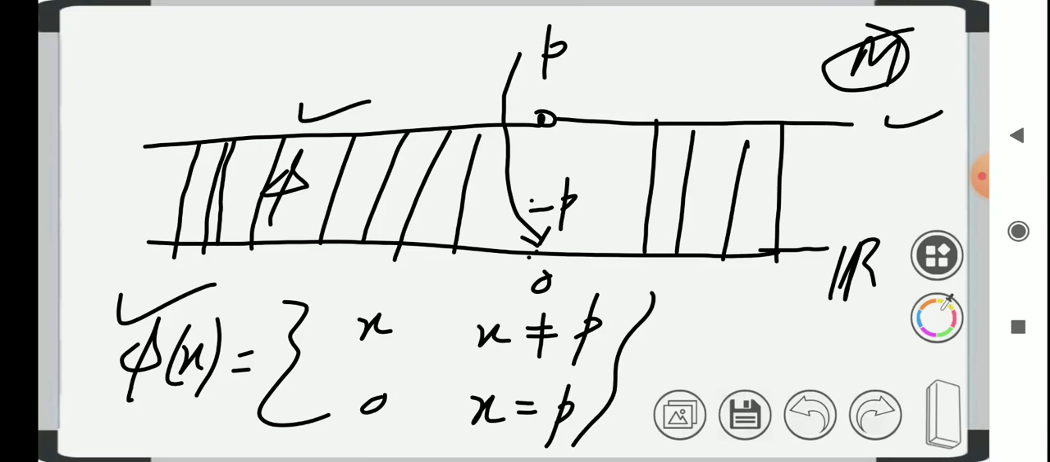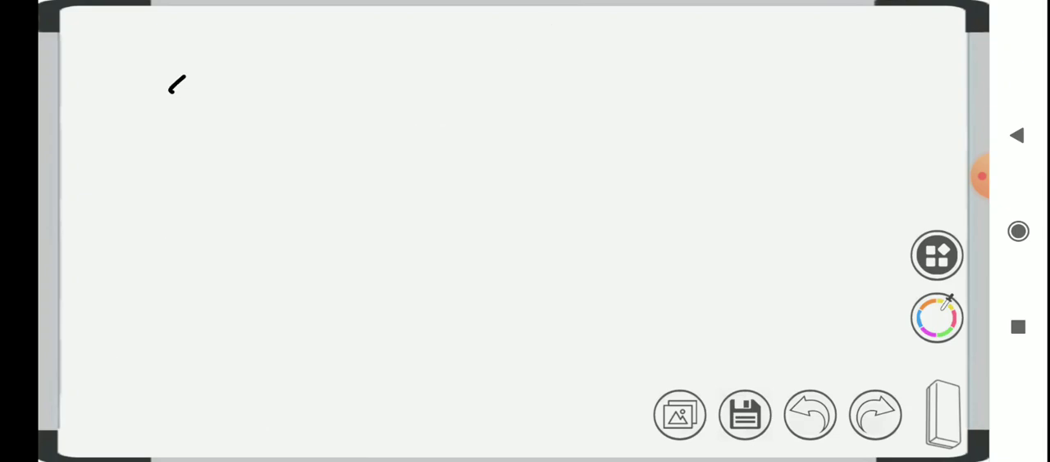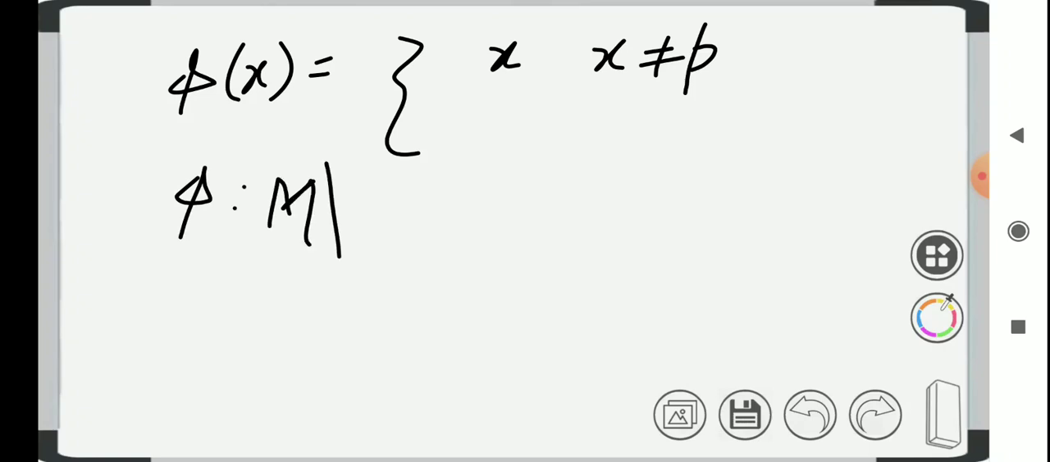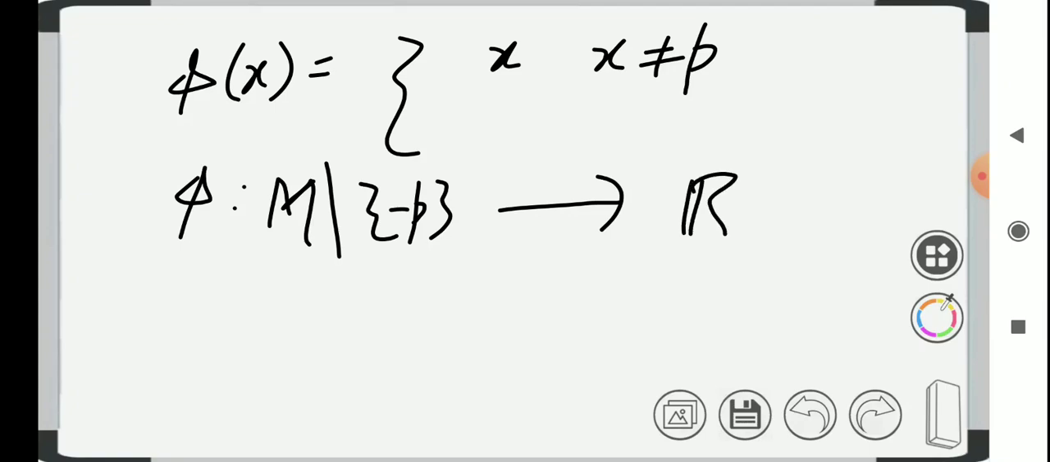Now we will prove that this phi is continuous. That is, we have to show that this phi of x defined by x for x not equal to P. Phi was defined from our set, let me denote our set M, but with minus P deleted, minus P is not included, into R. This is 0 if x is equal to P.